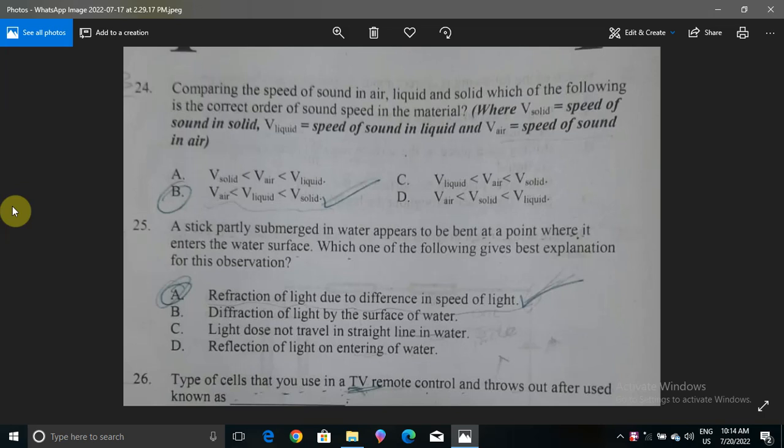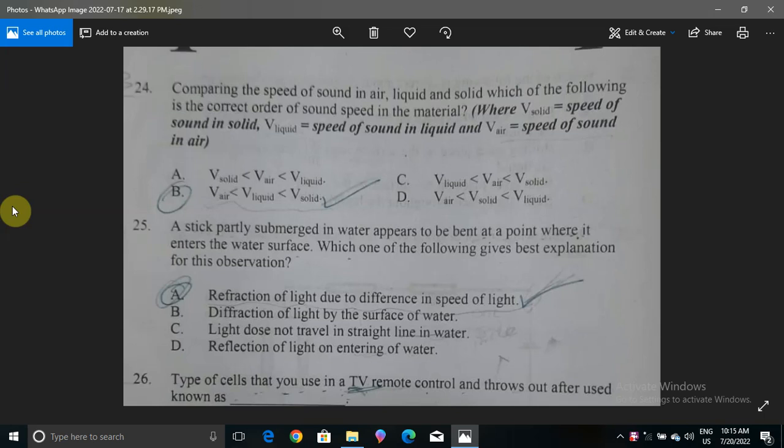So that means solid is greater than liquid and liquid is greater than air. So that means choice B is the correct answer for question number 24. Now, question number 25. A stick partly submerged in water appears to be bent at a point where it enters the water surface. Which one of the following gives the best explanation for this observation?